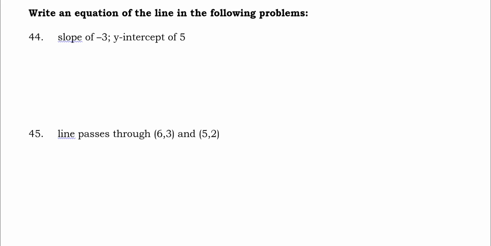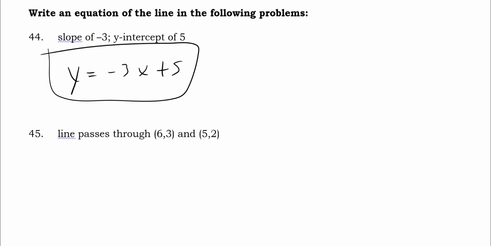Okay, so now what they're asking you guys to do is to write an equation of the line in the following problem. So I'm giving you a slope and I'm giving you a y-intercept. Again, super, super easy. Remember, it's just y equals, slope is negative 3, y-intercept is 5. So negative 3x plus 5. Super easy.